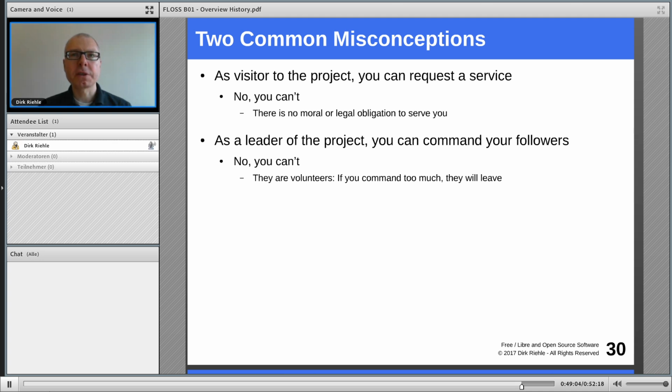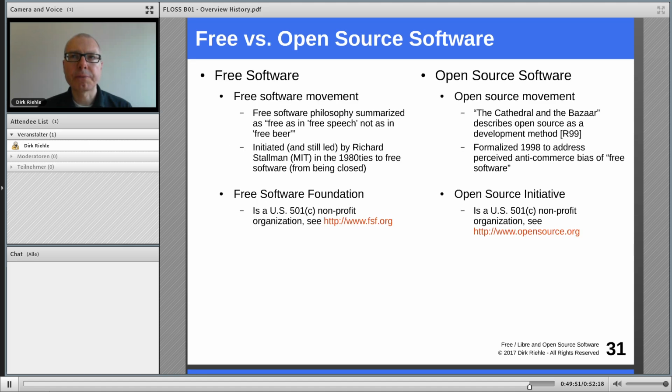There might be some misconceptions since we are at the beginning of this course. Two common misconceptions that people have on open source: one is that if there's a project, it should be at your service. Of course, it's not at your service. So if you use open source software and you want to know something about it, you should be asking in a friendly way for help rather than expecting that you must be given help. Similarly, within the project, if you're the leader, you can't command people. They are typically there on their own volition, working in the project because it's fun, and if you command them and they don't like it, they'll just leave.